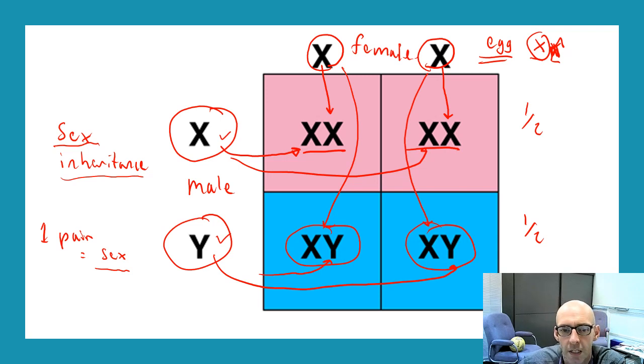So the difference biologically is just that girls have two X chromosomes and males have an X and a Y. But that shows you how we can actually explain why half of births are female and half male.